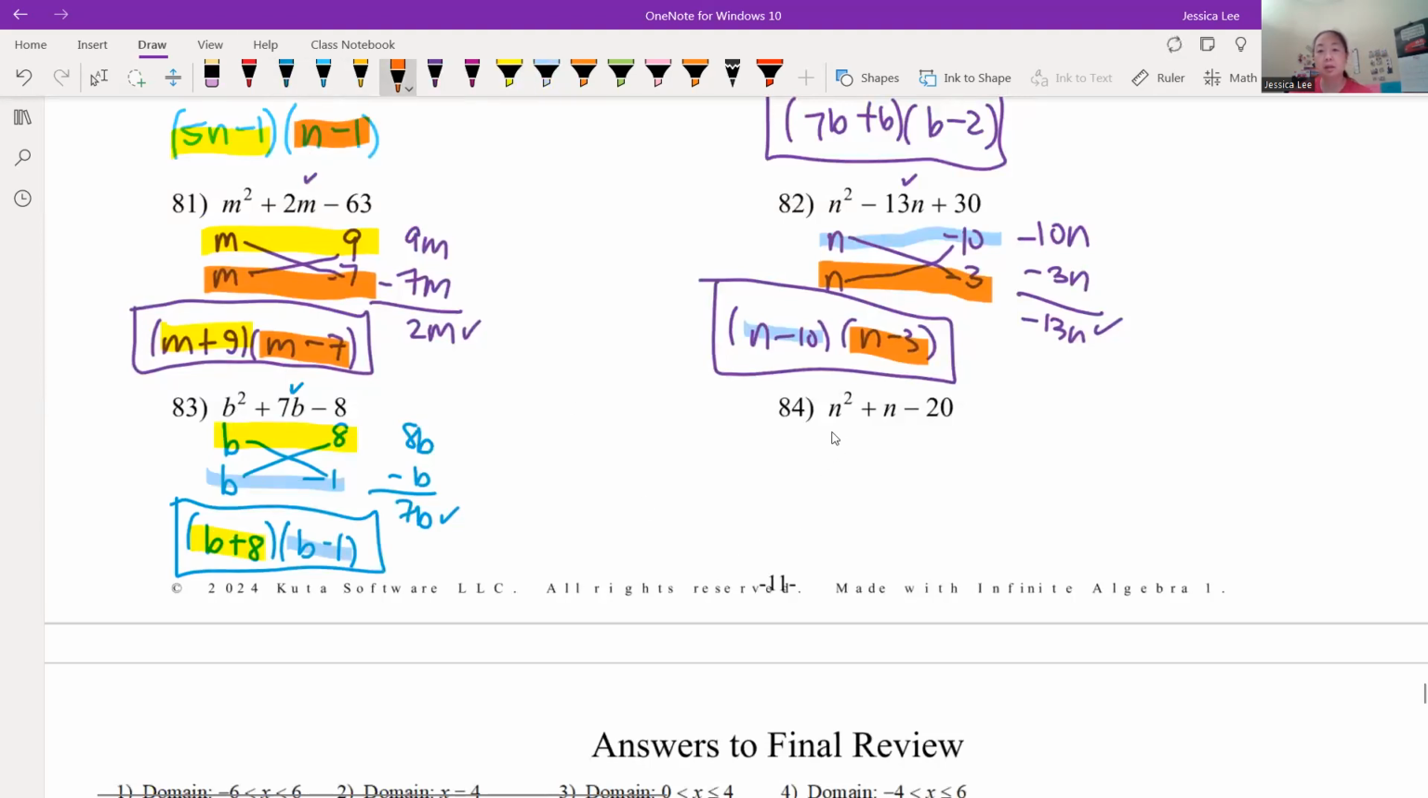All right, so last problem, peoples. N times n, and this is going to be 5 times 4. That's going to give me a 1 here. So n times 5 is 5n. N times 4 is 4n. And which one has to be negative? It's got to be the smaller one. And so don't forget to add that there, and that's going to be n. Done. We got n plus 5 times n minus 4.